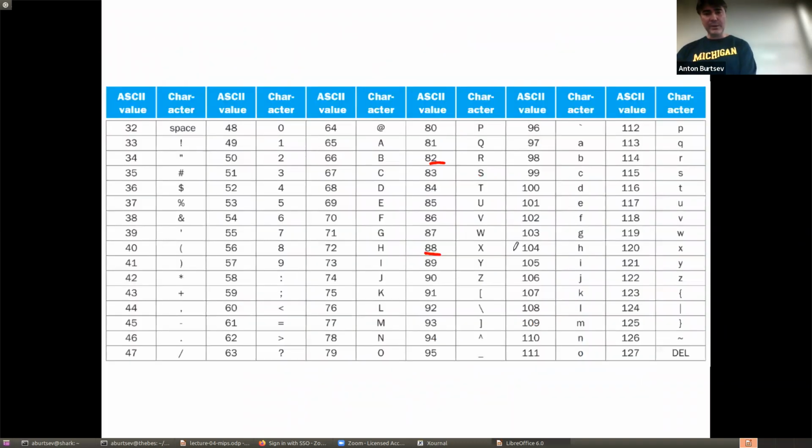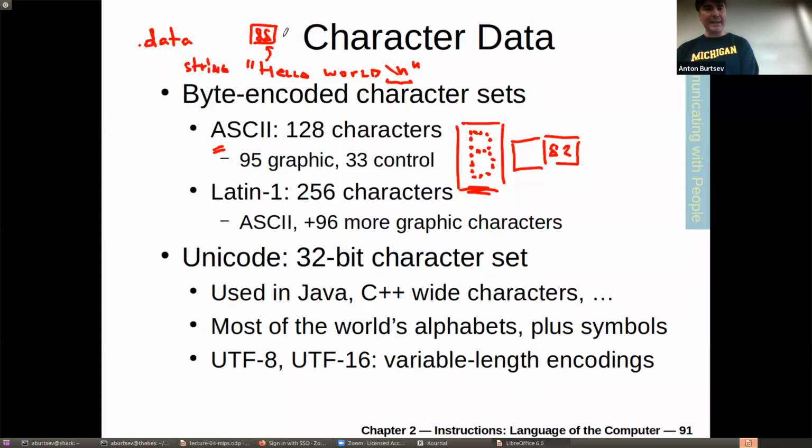Then E will be 117, right? And so on. 1 byte allows you to represent numbers from 0 to 255, so a total of 256 numbers. Get it? And the question is, how do you mark the end of the string? Who can tell me? What are the possible ways to do this?